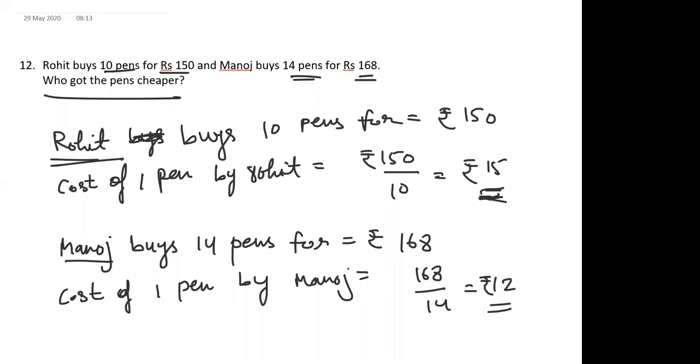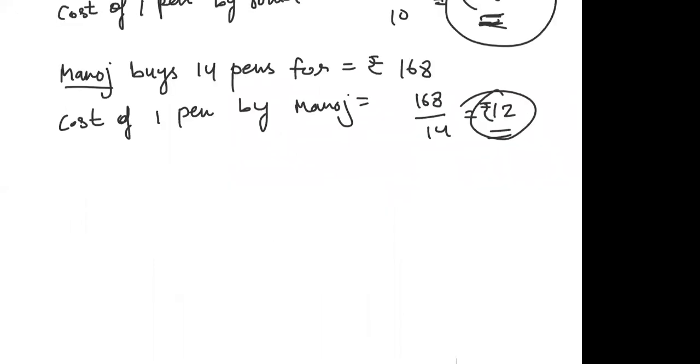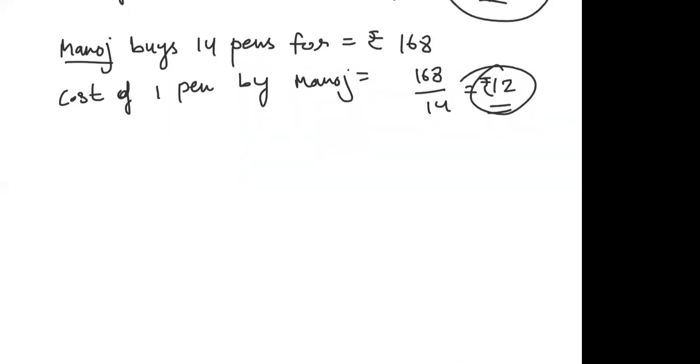Of course, Manoj, not Rohit. Everybody is answering me, Rohit. Rohit has got a pen for rupees 15 and Manoj has got a pen for rupees 12. So Manoj has got the pen cheaper because Manoj has paid less money than Rohit. Okay, so Manoj has got the pen cheaper.